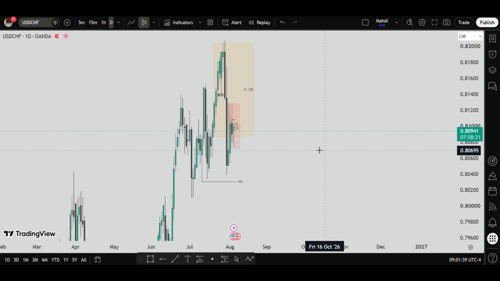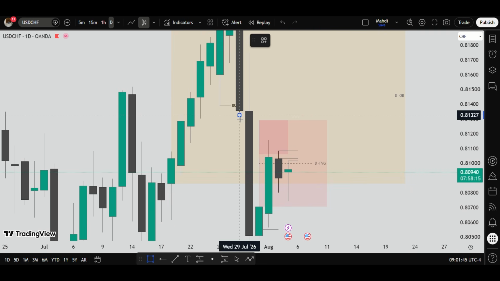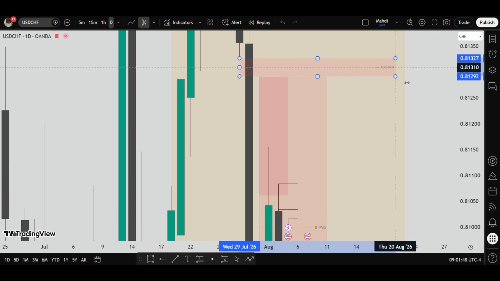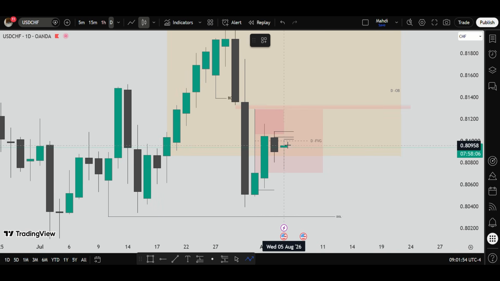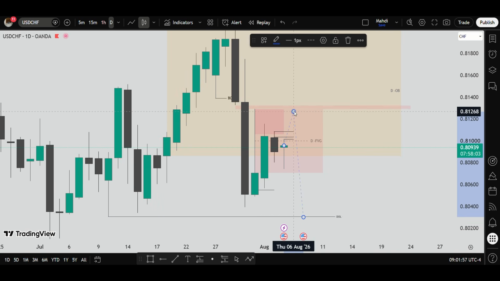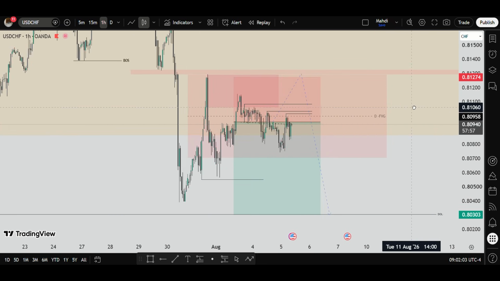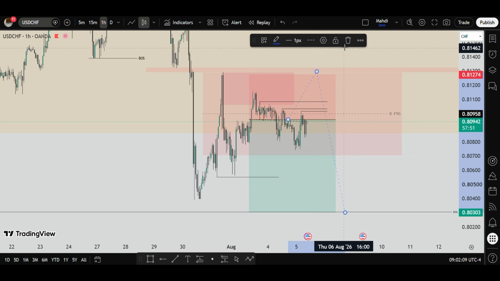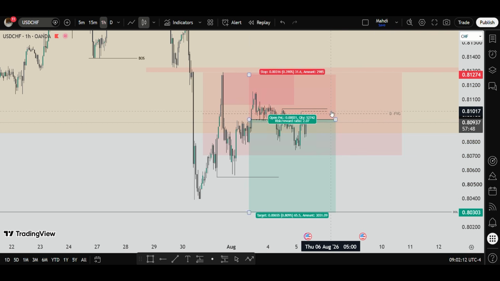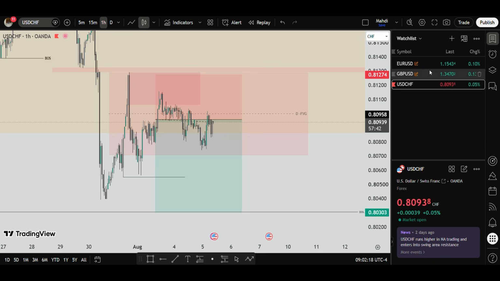And also we have a very small fair value gap in here. As you can see, this is a fair value gap. The price can come, retrace this, and then move to the downside. Yes, this is a lot of liquidity built up. I'm thinking of closing it at break even, and I'm not going to regret it.